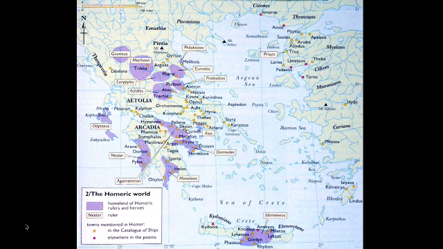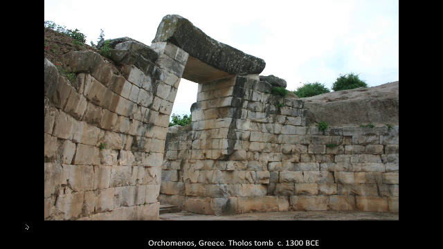So, like, for example, Orchomenos up here in Greek Thessaly is the Topeka, Kansas of Greece. You can be from Orchomenos. Nothing important ever happened there. But there is an enormous tholos, suggesting that while there might not be anything important about Orchomenos in later times, something important, or somebody important, lived there in the Mycenaean era.